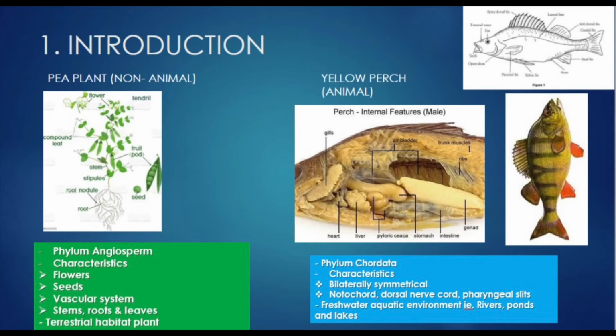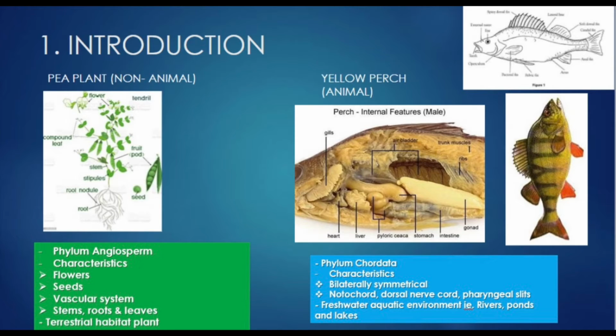It's a type of bony fish. It's found in phylum Chordata. And the general characteristics for the phylum Chordata: they're bilaterally symmetrical and triploblastic. They have the characteristics notochord, dorsal nerve cord, and pharyngeal slits. And the environment it's found in is freshwater aquatic environment, which includes rivers, ponds, and lakes.